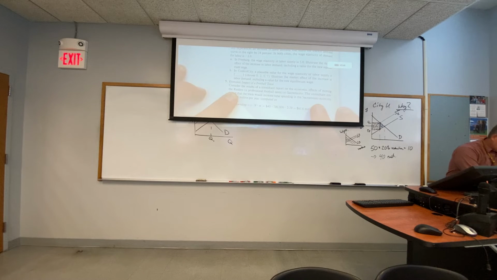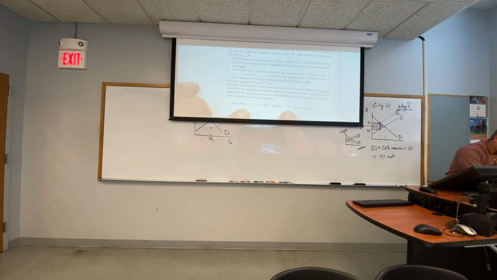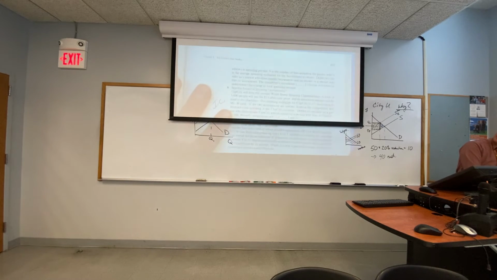Consider the results of a consultant report on the economic effects of moving the Raiders to Sacramento, who are now in Las Vegas. The consultant estimated that the team would increase total spending in the Sacramento economy by 61.6 million, as computed by this spending multiplier, the final change in spending, and then we've got the amount and the multiplier. So $40 times 700 times 2.2 is the multiplier, 61 million. So we waved our economic wand.